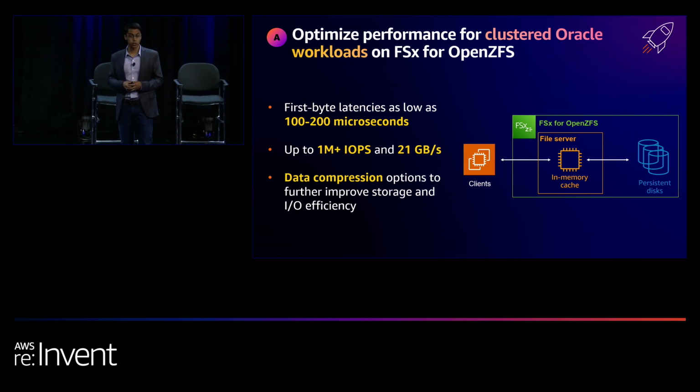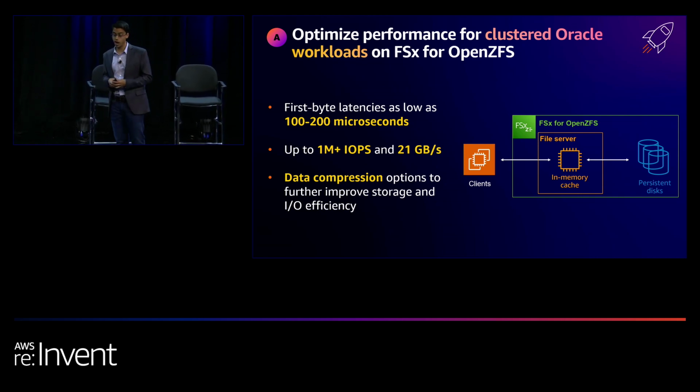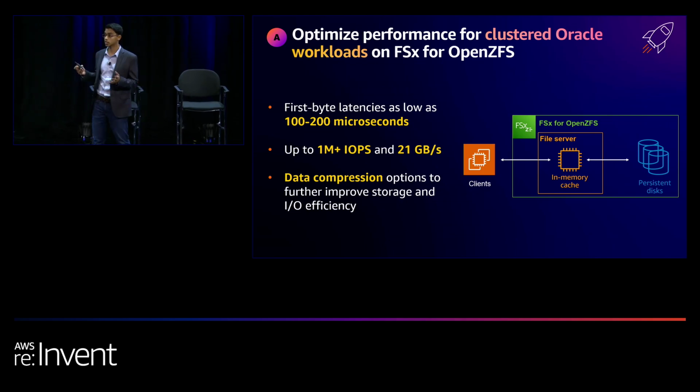And FSx for OpenZFS file systems can deliver up to 1 million IOPS and 21 gigabytes a second of I/O performance when accessing data that's cached on the file server. So overall, you're able to support some of the highest performance Oracle workloads, and you can benefit from built-in ZFS capabilities, things like data compression, to further improve your I/O efficiency.